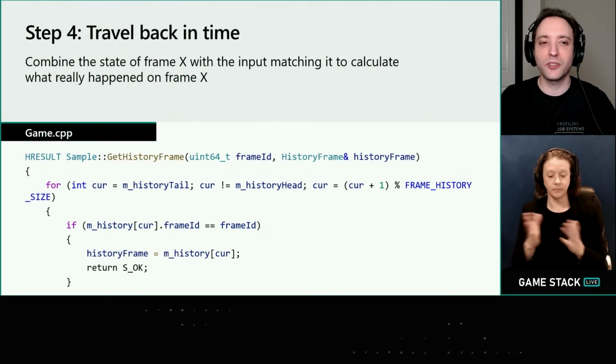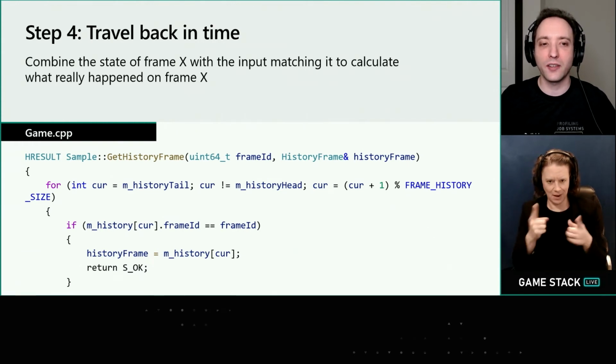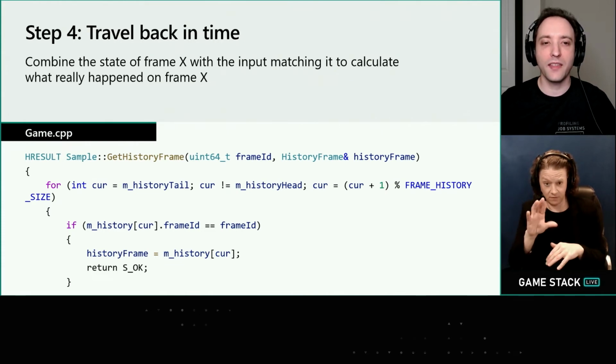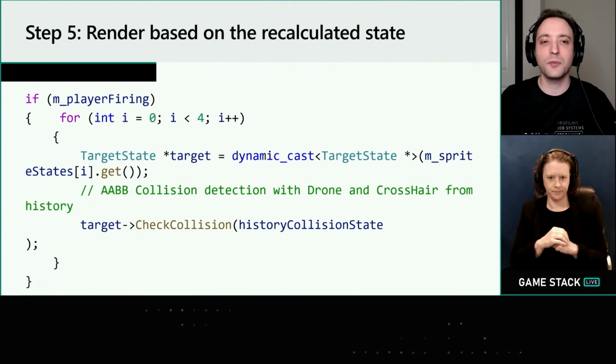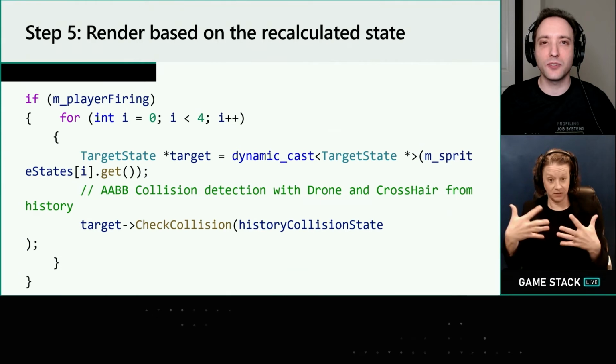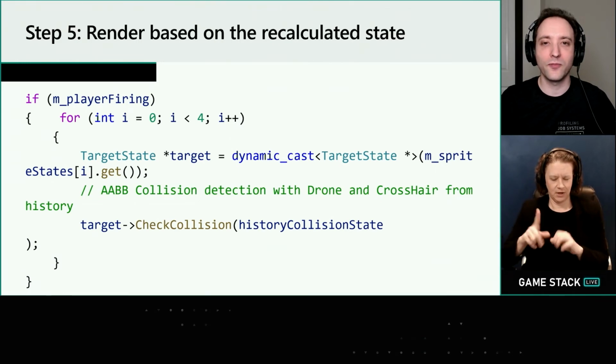Next up, we have to travel back in time. And what I mean by that is we need to combine the state of that frame from the past with the input that we just got to calculate what really happened from the player's perspective on that frame. So here we're finding the frame, and then we're getting the relevant data out of it. Next up, we have to render based on that recalculated state. So here's our collision code again from the example, but this time, instead of using the latest version of the state, we're using the one that we pulled out of our history. And step 6, victory.